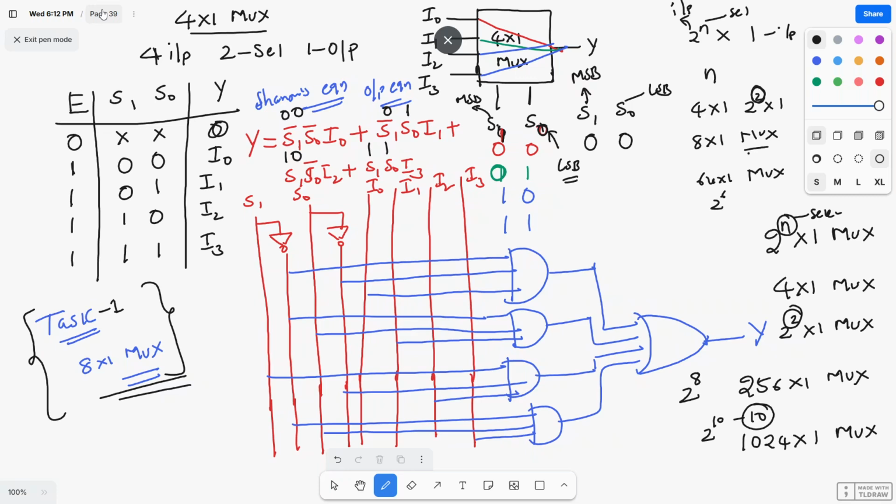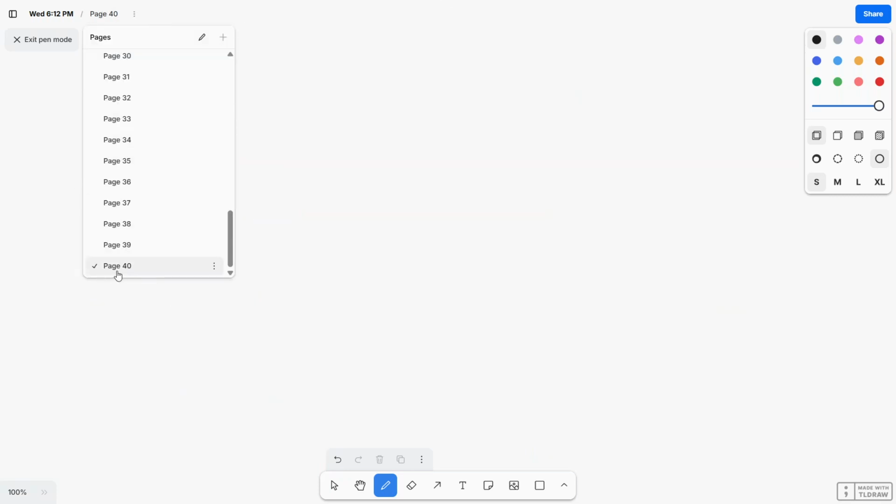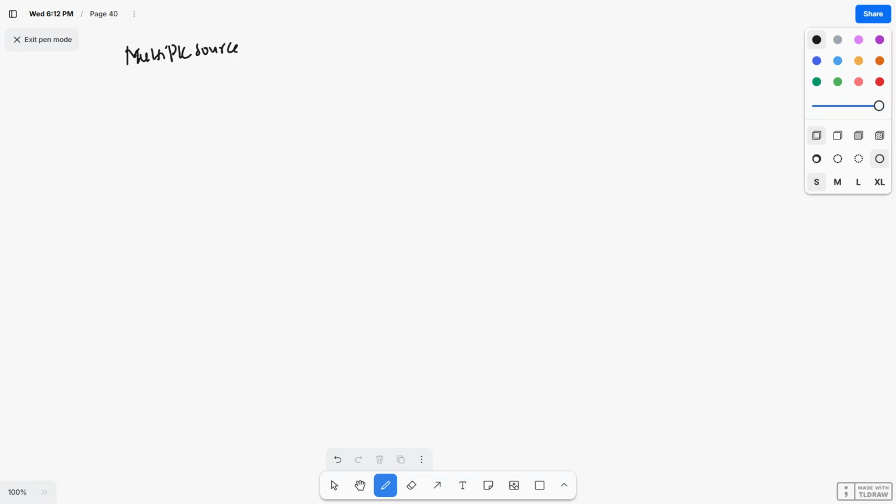Where will you use this application of MUX? Can anyone say? Application of MUX. That means there are multiple sources and you want to select only one single source. Multiple sources means, in communication also, time division multiplexer, frequency division multiplexer.